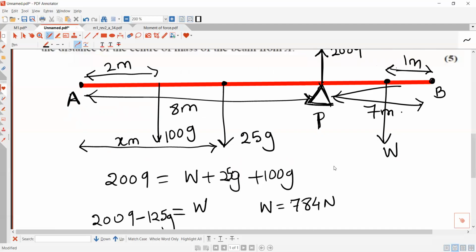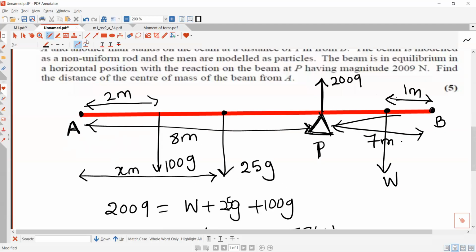Now let us do the clockwise, anti-clockwise concept. So how will we do it? Let me take this blue color. You can see the clockwise moments: 100G clockwise, 25G clockwise, W clockwise, and 2009 anti-clockwise.